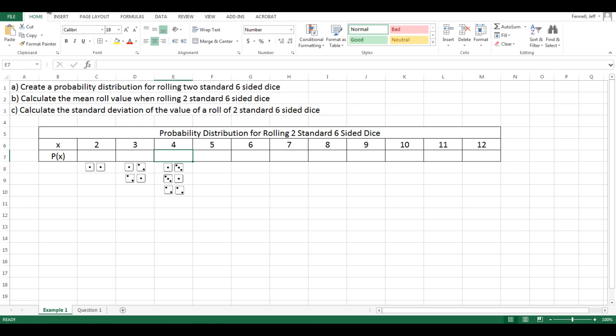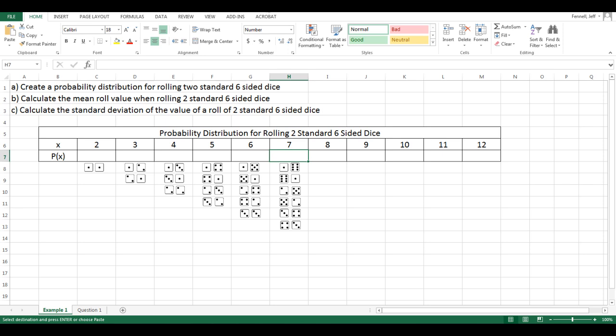And we start to recognize a pattern. 1 way to roll a 2, 2 ways to roll a 3, 3 ways to roll a 4. And that pattern is going to repeat itself all the way up until we get to a roll of 7. So there'll be 4 ways to roll a 5, 5 ways to roll a 6, 6 ways to roll a 7. But once we get to 7, 7 is the pinnacle. 7 has the most potential rolls.